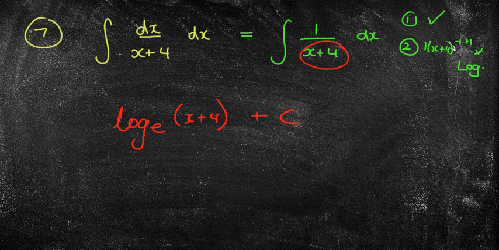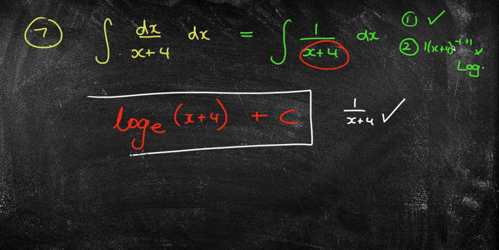We better quickly check it just to make sure this is all good. If I differentiate, we get 1 over x plus 4. That's what I had. Therefore, that is in fact my answer. Okay, so you won't have to always add things to it. Often, actually, you won't have to.